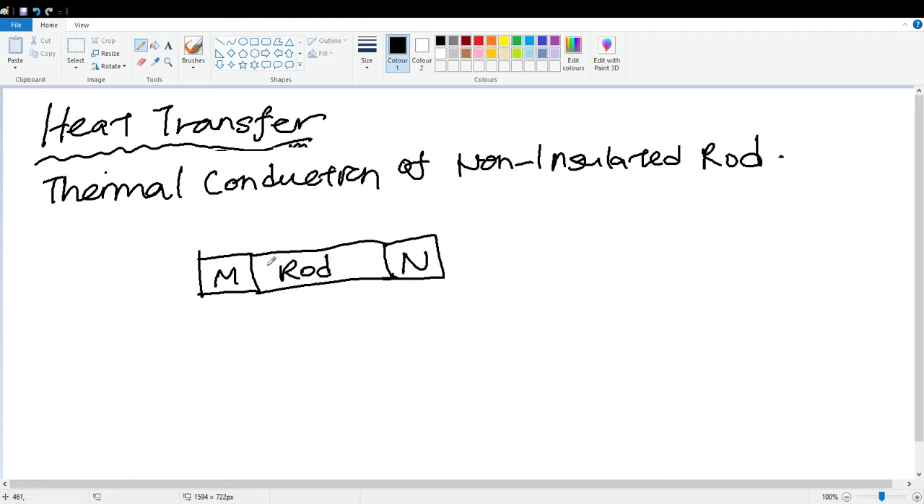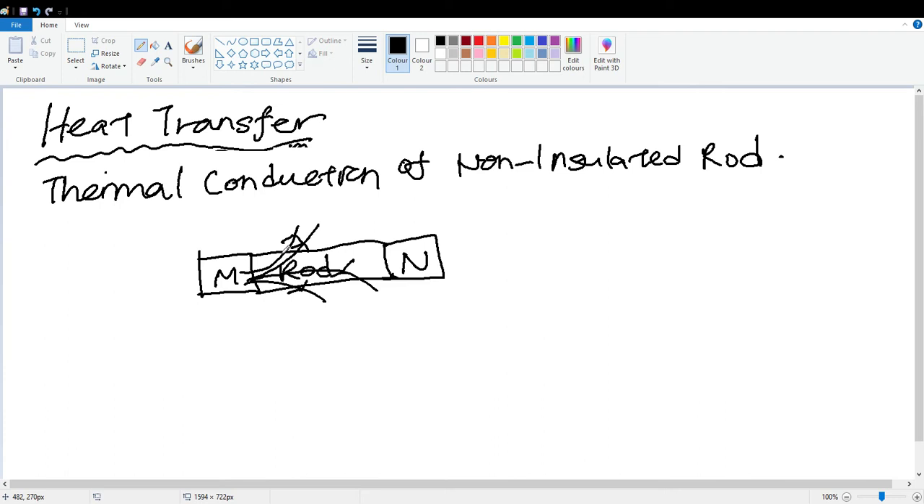So we know that for the insulated rod, there is no heat energy lost to the surroundings. So if the rod is not insulated, hence what we get is the heat is actually lost to the surroundings. So this is heat lost to the surroundings, and the heat is lost from the side of the rods to the surroundings.